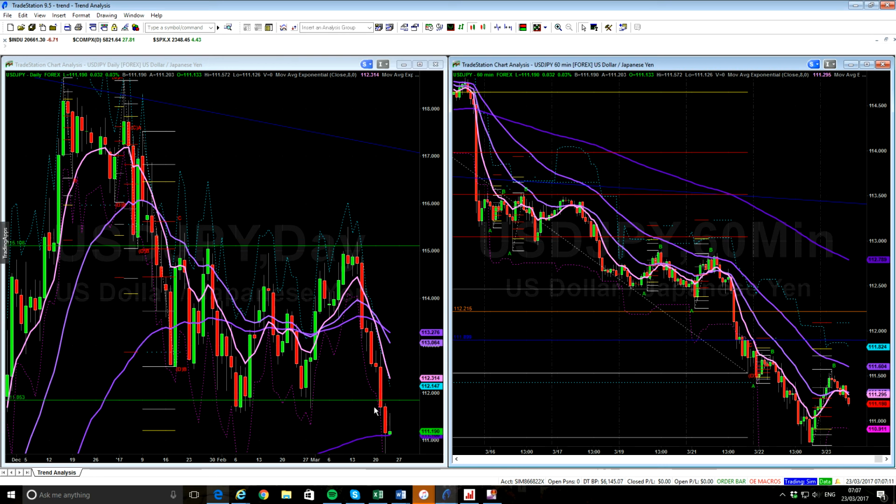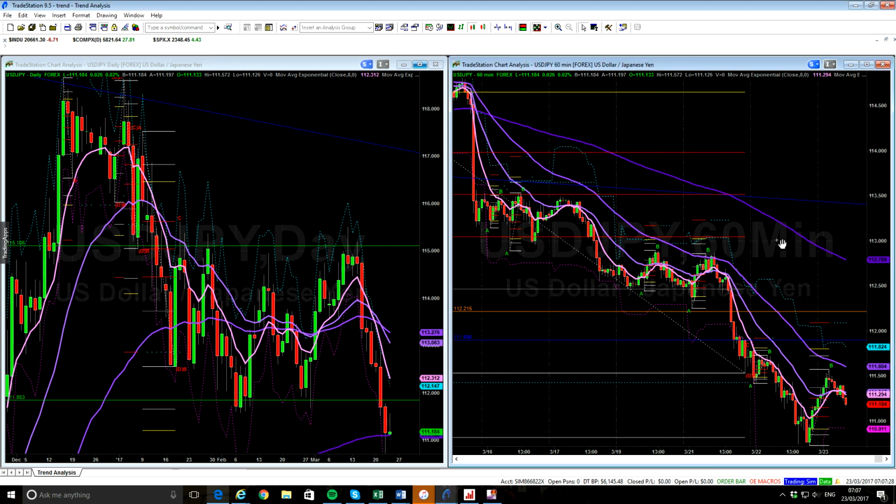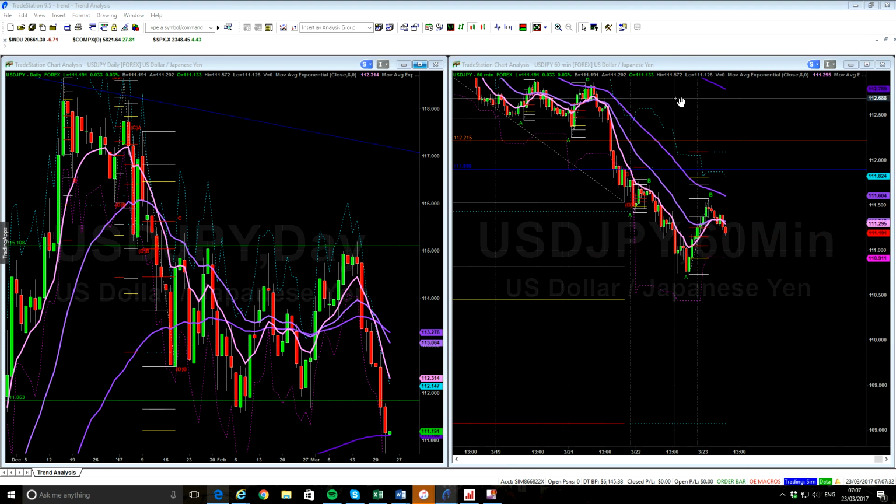I'm not 100% certain which direction we go here. There are plenty of reasons for both directions. The 200 EMA on the daily has come in and provided resistance. It would be nice to retrace up towards 113. That would confirm the retracement and open up the move towards 109.